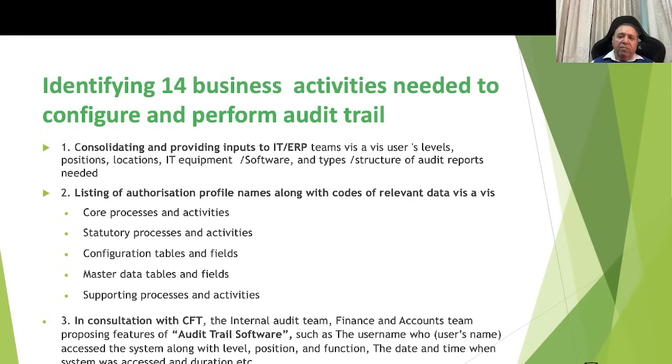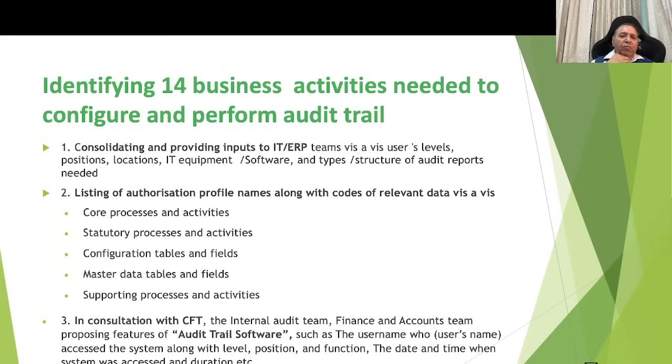Identifying 14 business activities that are needed to configure and perform the audit trails. One is consolidating and providing the inputs to IT ERP teams vis-a-vis users levels, positions, locations, IT equipments, softwares, and types and structure of the audit reports required. Number 2 activity is listing of the authorization profile names along with the codes for relevant data vis-a-vis authorization profile for the core processing activities, authorization profile for the statutory processes and activities, authorization profile for the configuration tables and fields, authorization profile for the master data tables and fields, authorization profile for the supporting process and activities.